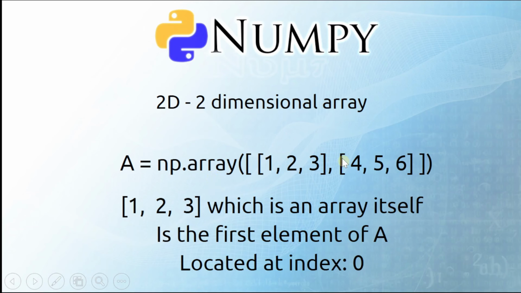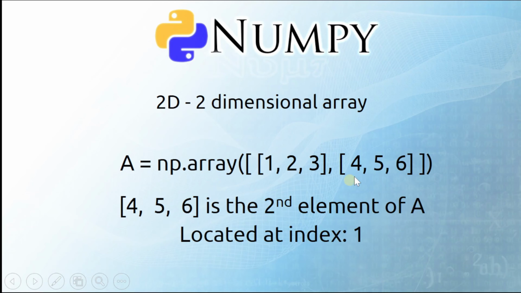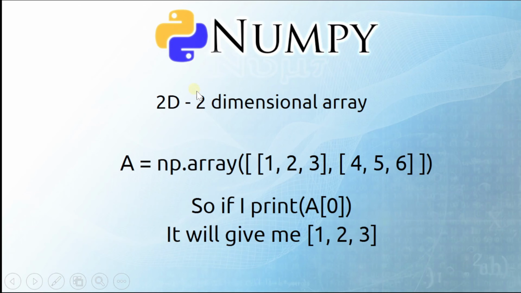So 1, 2, 3 is actually the value of A at index 0, but at the same time, this value is an array of its own. If you print A at index 0, it will give you 1, 2, 3. By the way, that would be index 0 and that would be index 1. So if you print A at index 1, it will give you 4, 5, 6. So it's an element, but this element or this value is actually an array of its own. So the second element of A is at index 1, because arrays start from index 0. It's a rule of thumb. So if I print A[0], it will give me, as I mentioned, the first element, which is a vector, not one value, because here it is two-dimensional.